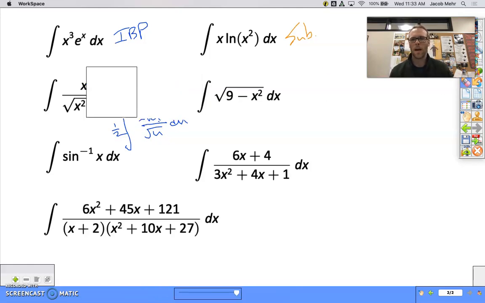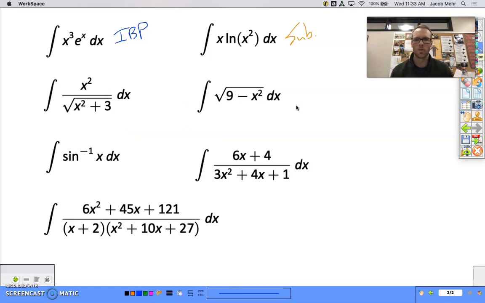Okay, so my technique that I would probably go to on this one would be a trig substitution. If I can get this to be a Pythagorean identity by letting x equal something, I think that would be my go-to on that one.